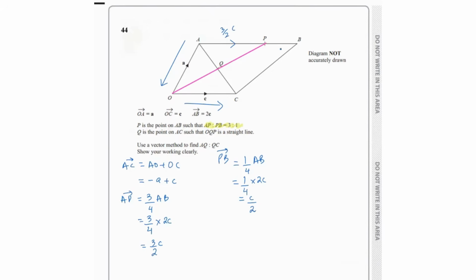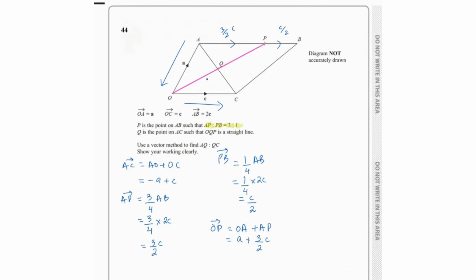3 over 2 times C, and this is C over 2. Okay, now to figure out OQ and QC, they haven't given us the ratio, which we have to figure out basically. So what we can do is create an equation for OP. We can easily find OP because OP is going to be OA plus AP. OA is A and AP is 3 over 2 times C.